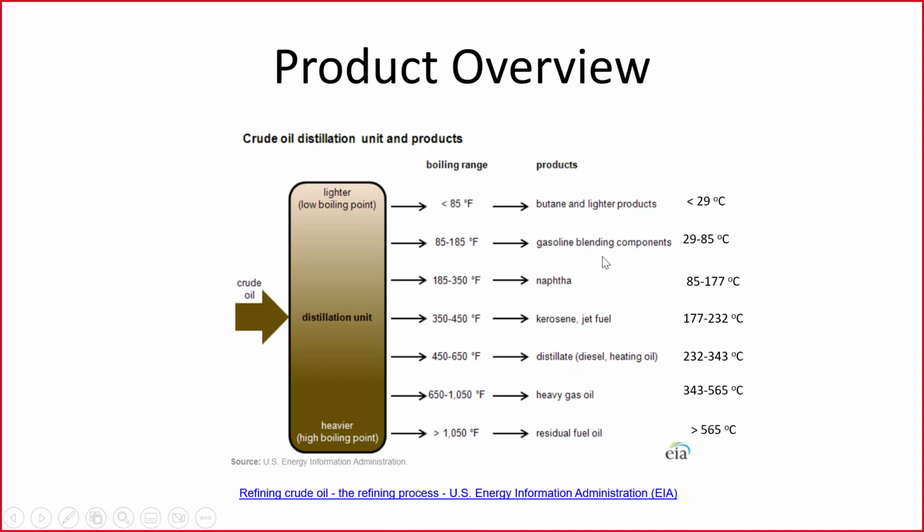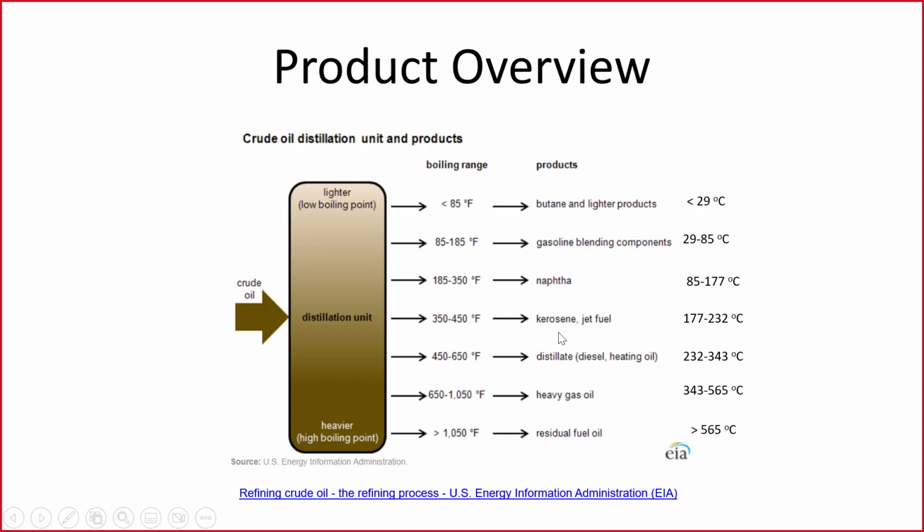And then heavier than the light gases is what we call naphtha, and we use it to blend gasoline. So here we have maybe a light naphtha, and then this is what we call a heavy naphtha. I prefer to use degrees C, so around 80 degrees C until 160, 170 degrees C.